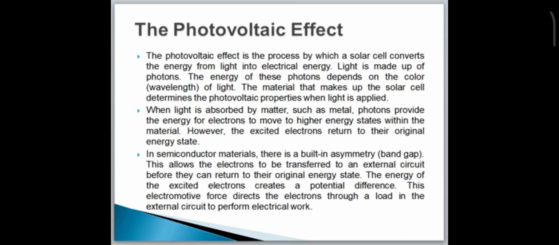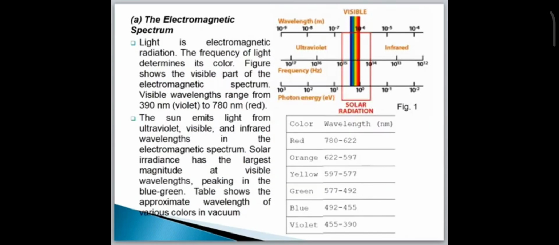Next, in semiconductor materials, there is a built-in asymmetry, or we can say the band gap. This allows the electron to be transferred to an external circuit before they can return to the original energy state. The energy of the excited electrons creates a potential difference. This electromotive force directs the electron through a load in the external circuit to perform electrical work. Next, in photovoltaic cell, we will discuss the electromagnetic spectrum.